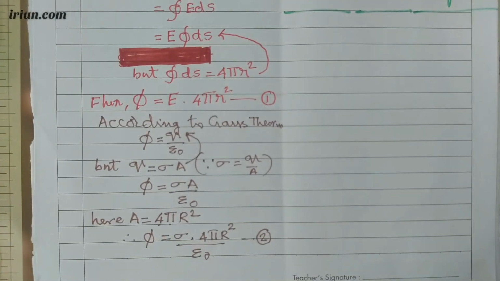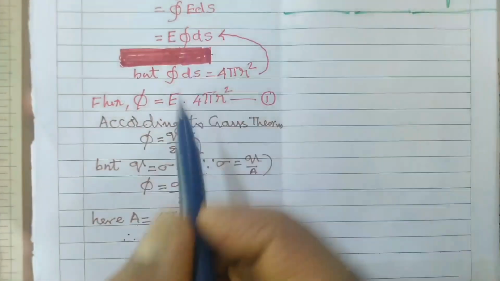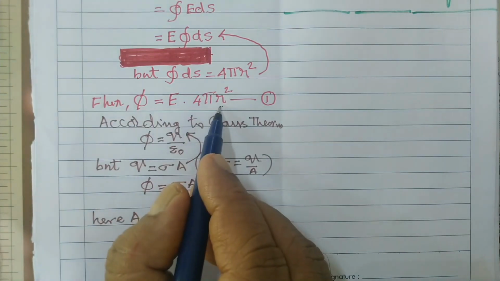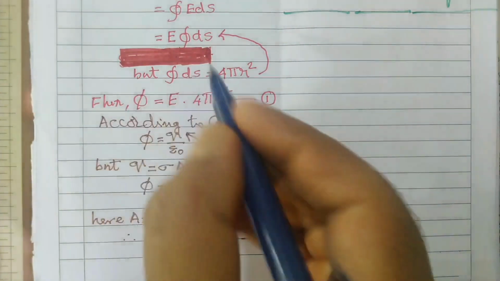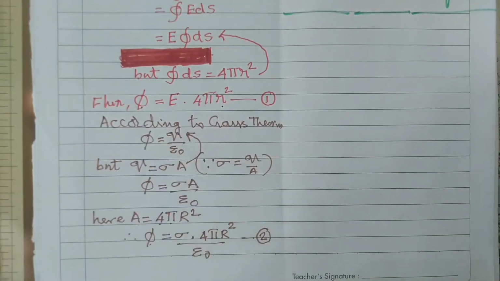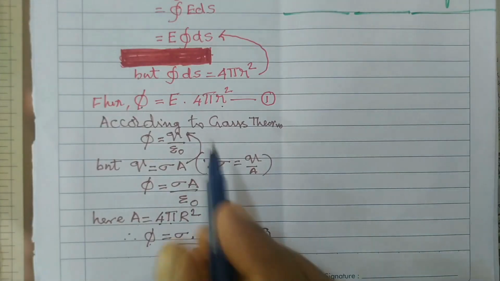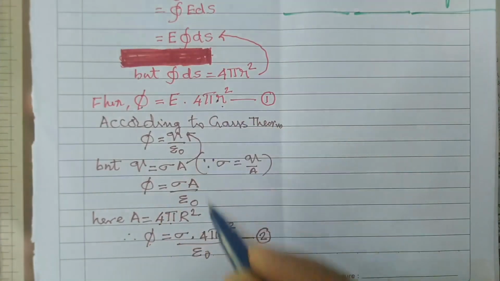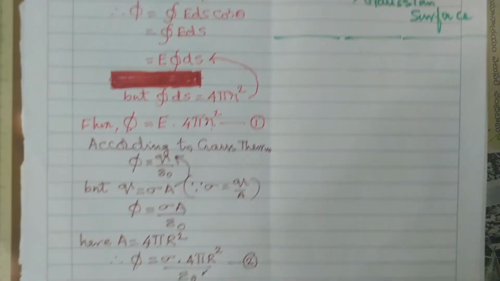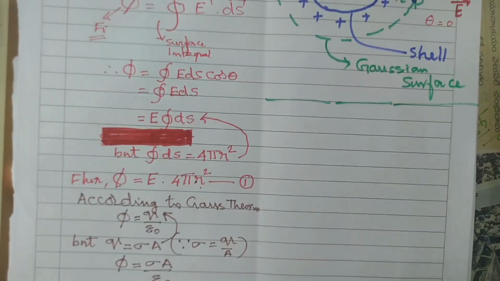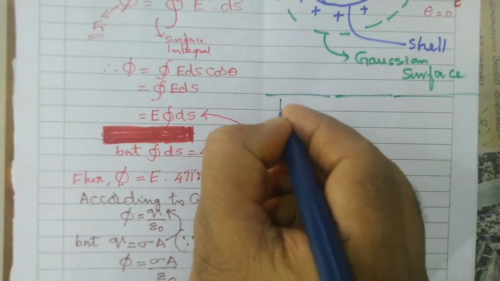Observe carefully. By applying mathematics and physics to this Gaussian surface, we have got this one, and now according to Gauss theorem, we have got this one. Both are flux only. Therefore, from the first equation and second equation, we can equate the RHS of this and the RHS of this. Then what happens from equation 1 and 2?